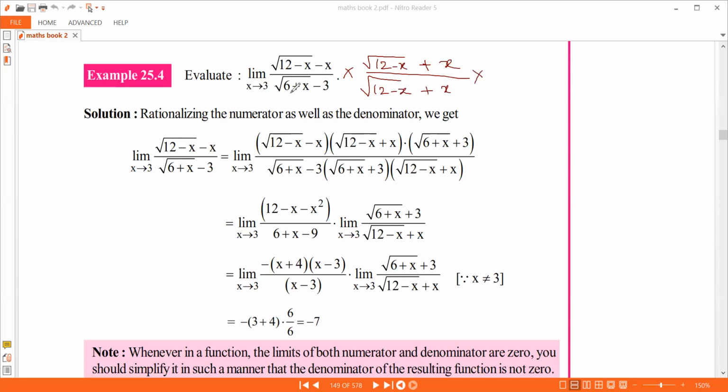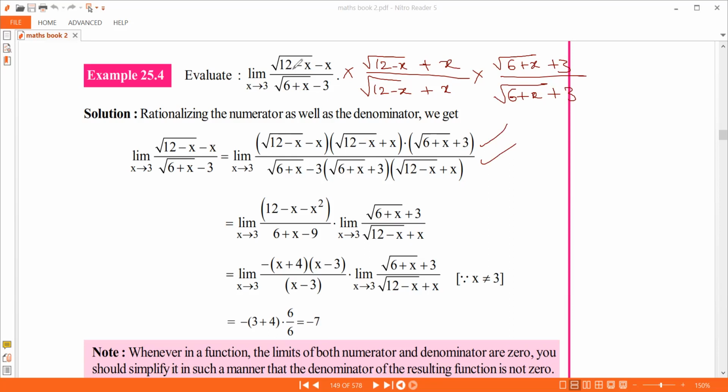And again, here the root of 6 plus x is there, minus 3. So we'll write that square root of 6 plus x minus 3 is there. So we'll put plus 3 here, whole divided by the square root of 6 plus x plus 3. So up to now, okay. Now that's the first one. That's what he has done here in step 1.